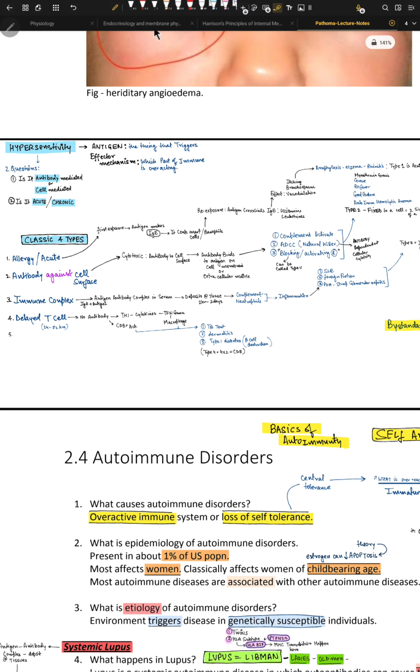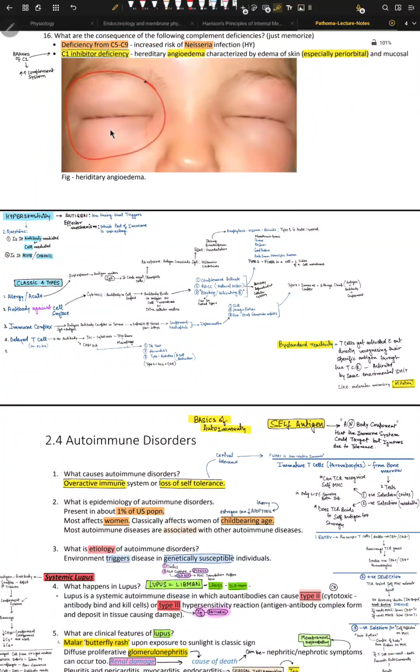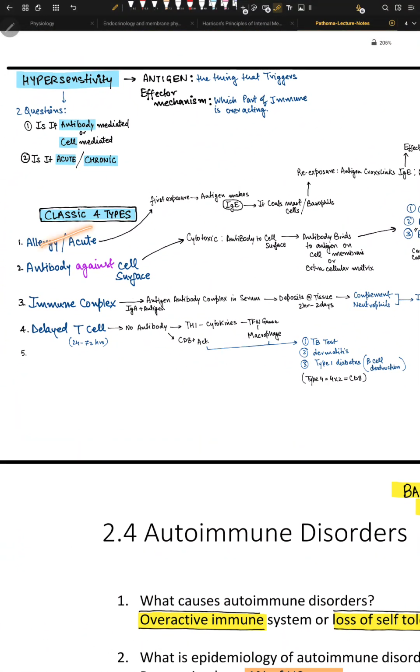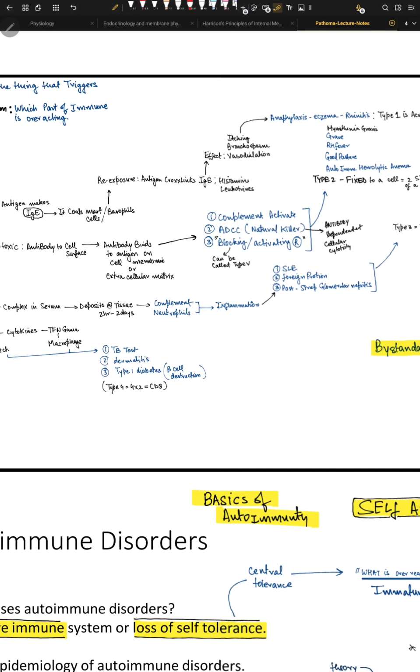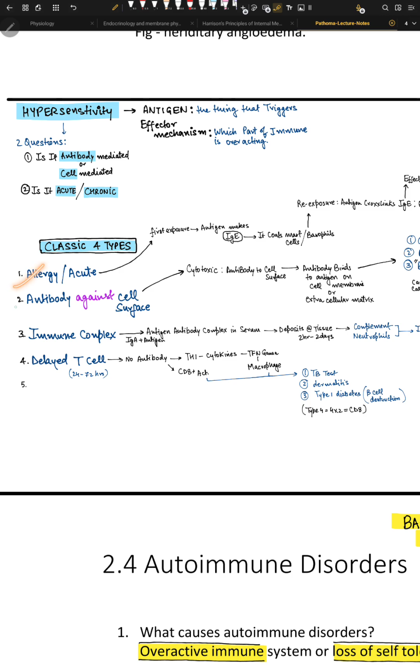So that's the concept about hypersensitivity. This is type 1, this is type 2, antibody against cell, this is type 3, and type 4. Type 5 is this, blocking and activating receptors. So these are type 1, type 2, type 3, type 4, and type 5. This is the classical type of hypersensitivity.